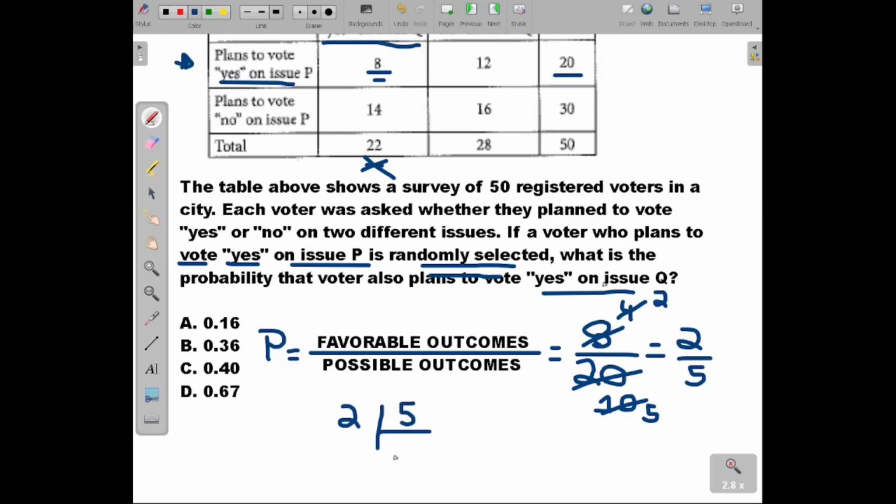5 is greater than 2, so we need a 0 and a point. We add a 0 next to 2, it becomes 20. And what number multiplied by 5 is equal to 20? 4. 5 times 4 is 20, so the division ends there. There's no remainder. Therefore, the probability is equal to 0.4. The right answer is C.